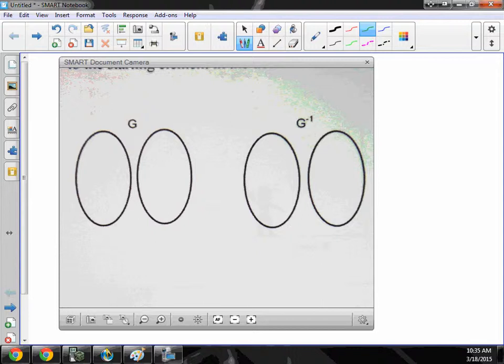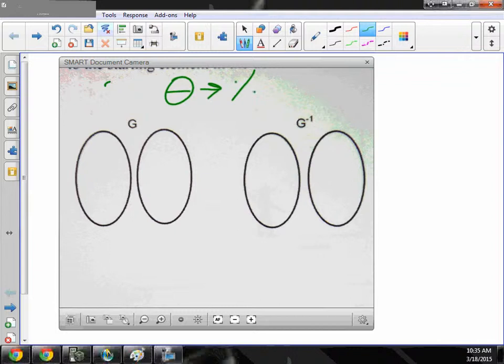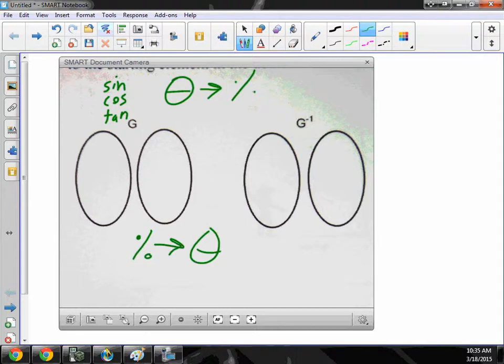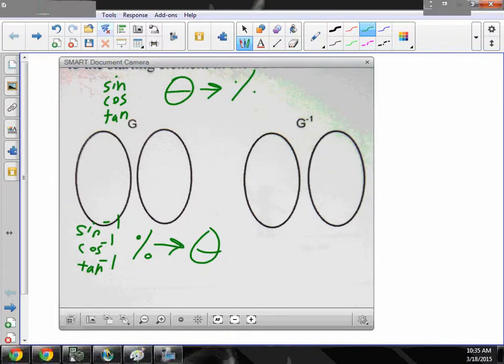Okay, so one thing you need to remember: if you have angles and you want to turn them into percentages, you use sine, cosine, and tangent. If you know the percentages and you want to create the angles, you use sine inverse, cosine inverse, and tangent inverse. And you have to be able to keep those straight in your heads. If you know the angle, use sine, cosine, tangent. If you're looking for the angle, use sine inverse, cosine inverse, and tangent inverse.